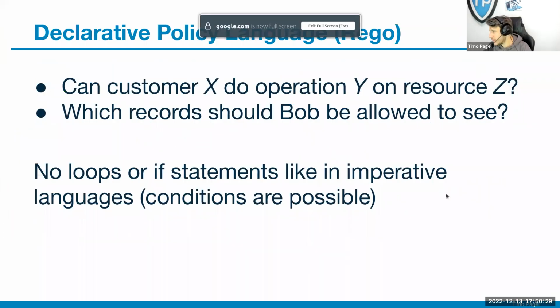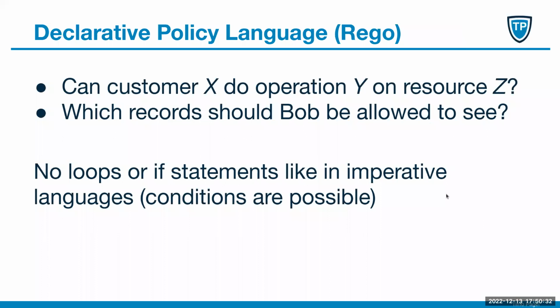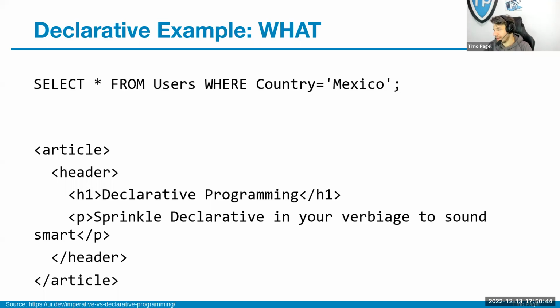So here's where we stopped. Can customer X do operation Y on resource Z, and which records should Bob be allowed to see? Those are the questions you might ask. Rego is a declarative language. That means you need to describe what you want to have and not how you want to have it. Other examples for this type of language are SQL queries, where you see one here, or XML. That makes the shift in the head so hard, at least for me, to express what I want to have.